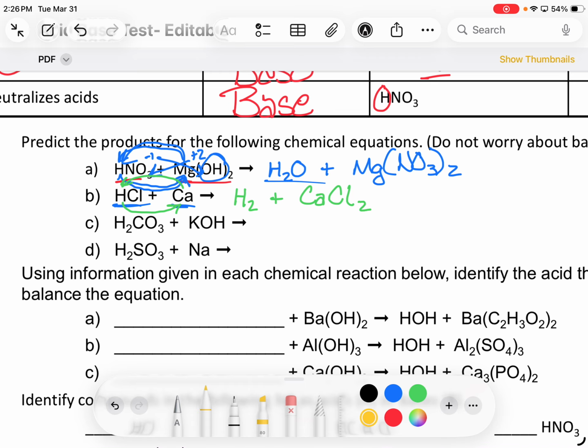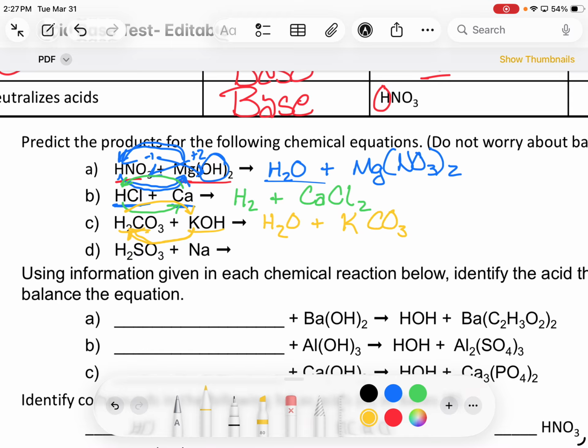The next one, I'm going to do it in yellow. We have an acid, carbonic acid, and a base, potassium hydroxide. Double replacement, so the hydrogen is going to take the place of the potassium. This will leave us with the following products. If you remember, what is always one of our products in the acid-base reaction has to be water. And if you notice also, potassium is now bonding with what? Potassium is now with carbonate.